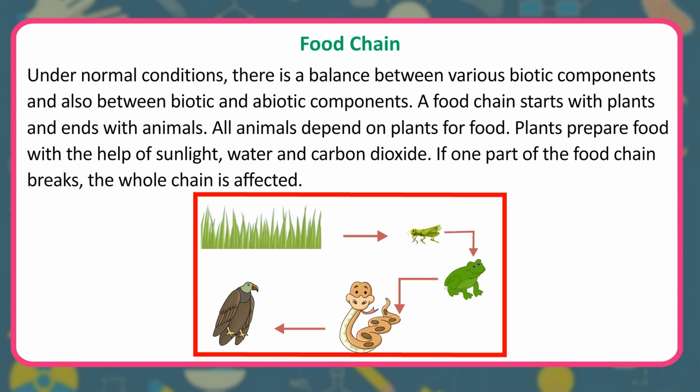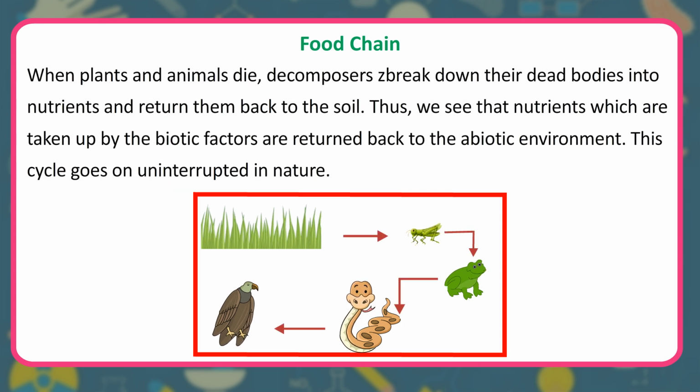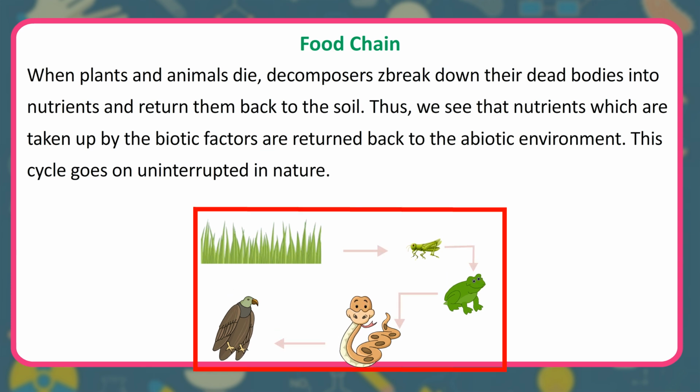Food chain. Under normal conditions, there is a balance between various biotic components and also between biotic and abiotic components. A food chain starts with plants and ends with animals. All animals depend on plants for food. Plants prepare food with the help of sunlight, water and carbon dioxide. If one part of the food chain breaks, the whole chain is affected. When plants and animals die, decomposers break down their dead bodies into nutrients and return them back to the soil. Thus, we see that nutrients which are taken up by the biotic factors are returned back to the abiotic environment. This cycle goes on uninterrupted in nature.